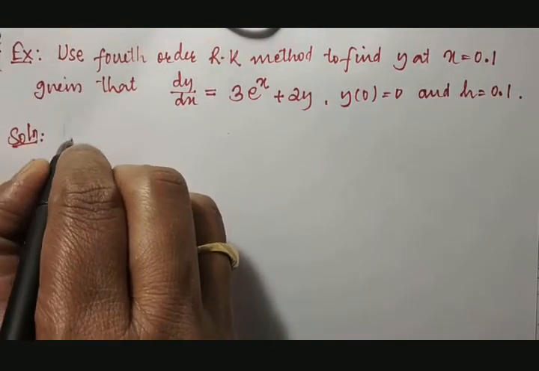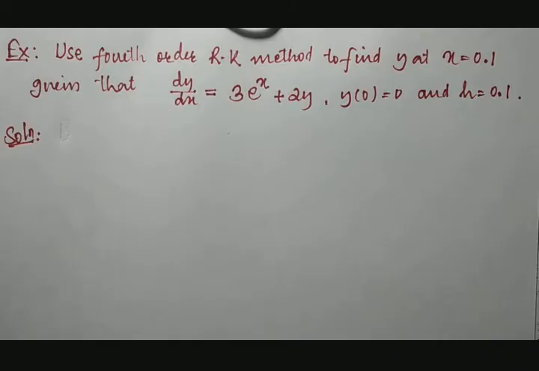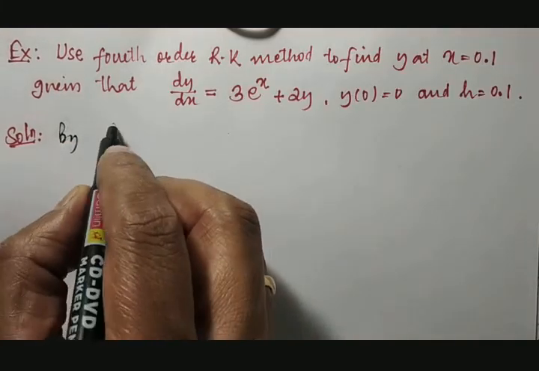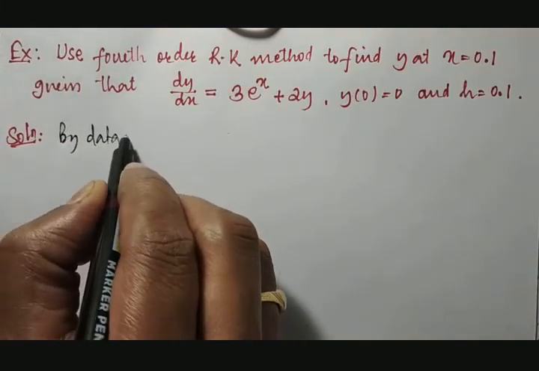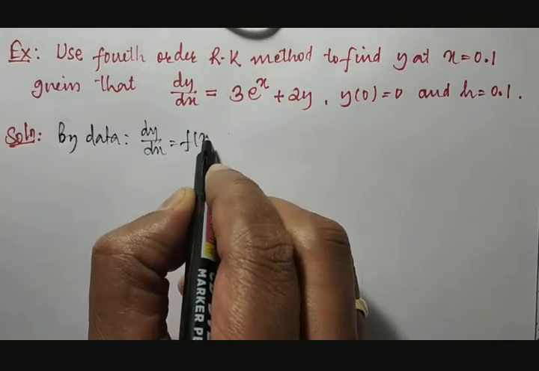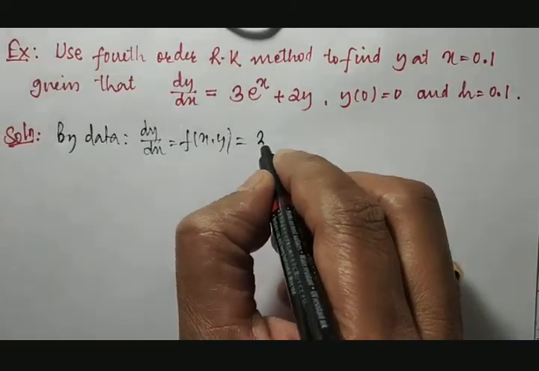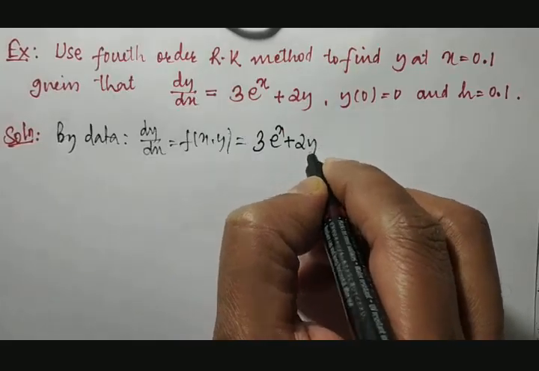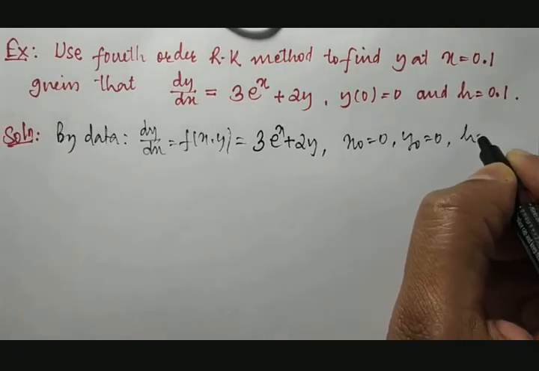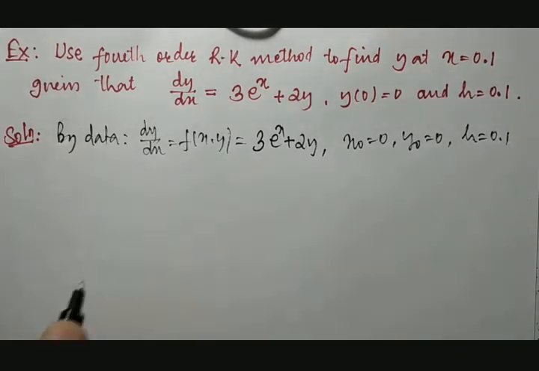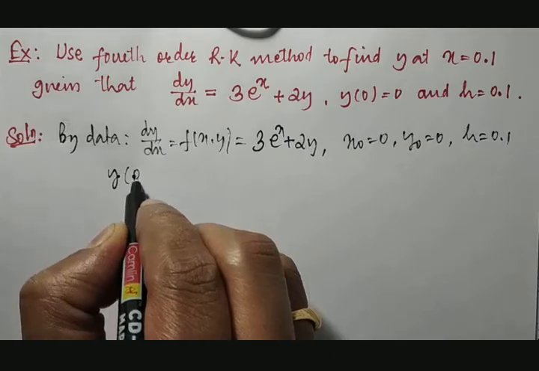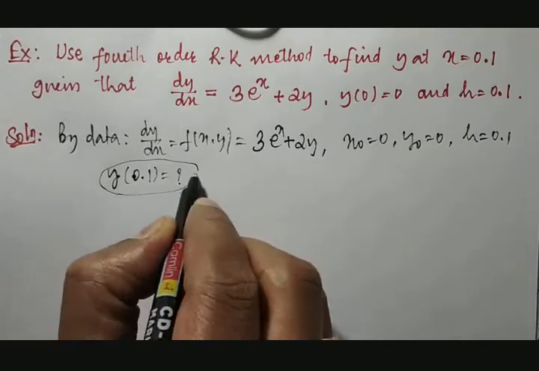Let us consider the data. dy/dx will be treated as f(x, y), which is nothing but 3e^x + 2y, where x0 is equal to 0, y0 is equal to 0, and h is equal to 0.1. Then what is to be calculated? We need to calculate the value of y at x equal to 0.1.